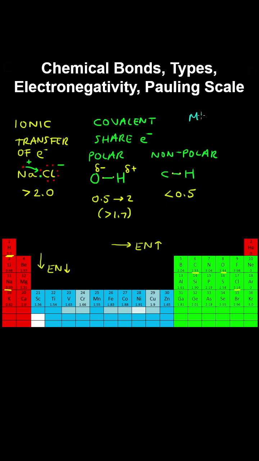Now metallic bonds involve electrons that are free to move around. So for example, if you have a metal lithium bar, you get the lithium atoms being ionized, and the valence electrons are free to move around.